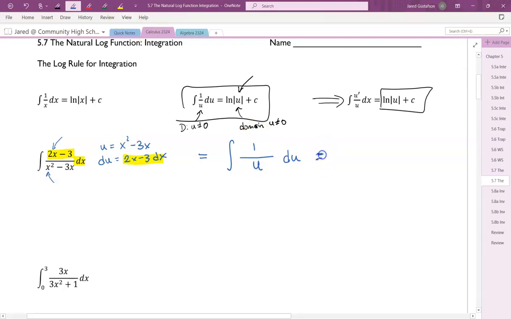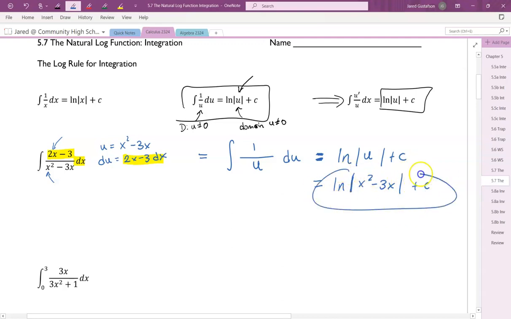At this point, integrating 1 over u, we get the natural log of u plus c inside the absolute value. And then, of course, we need to rewrite our answer in terms of x. So we have the natural log of the absolute value of x squared minus 3x, plus c.